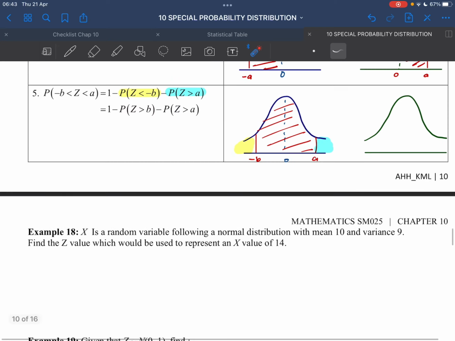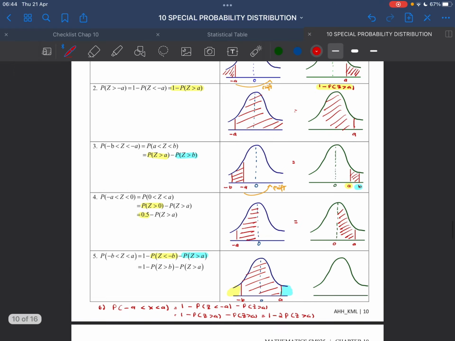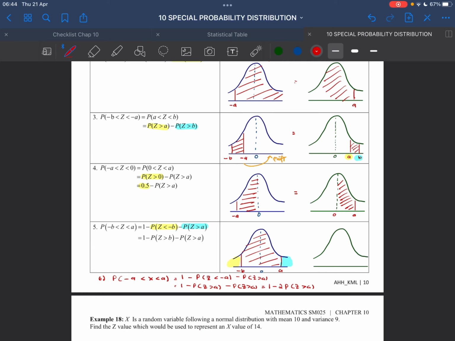Okay, and I have one more. Let's say I have P(negative A less than Z less than A), so Z is between negative A and A. Same thing as here: it's going to be 1 minus P(Z less than negative A) minus P(Z greater than A). This one we change to P(Z greater than A), so it is actually the same thing. You end up with 1 minus 2 P(Z greater than A). These are all the properties for finding the probability for the standard normal distribution.